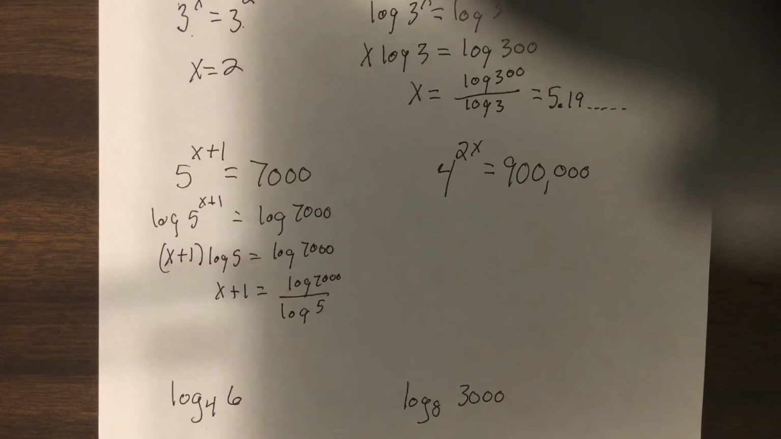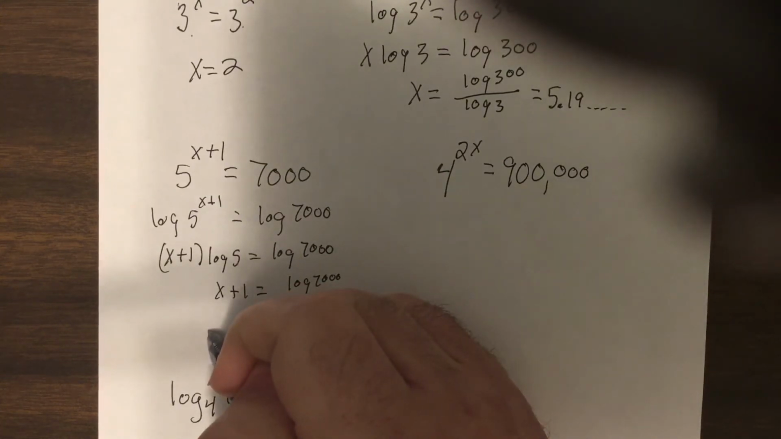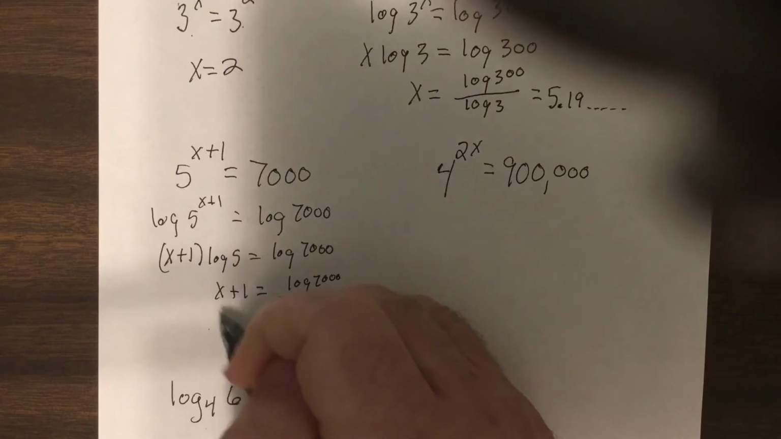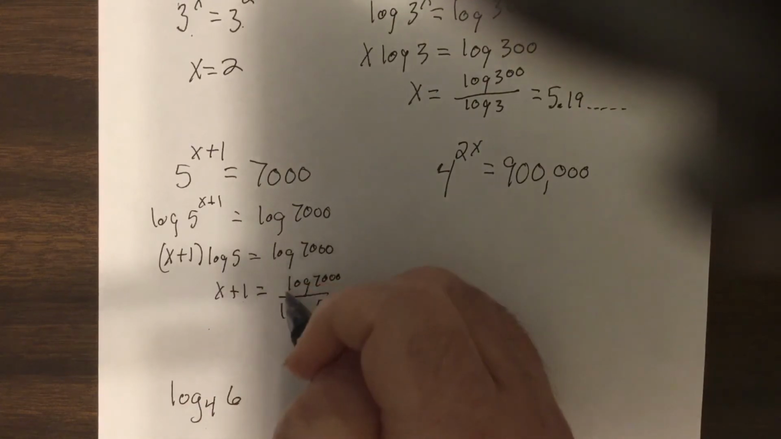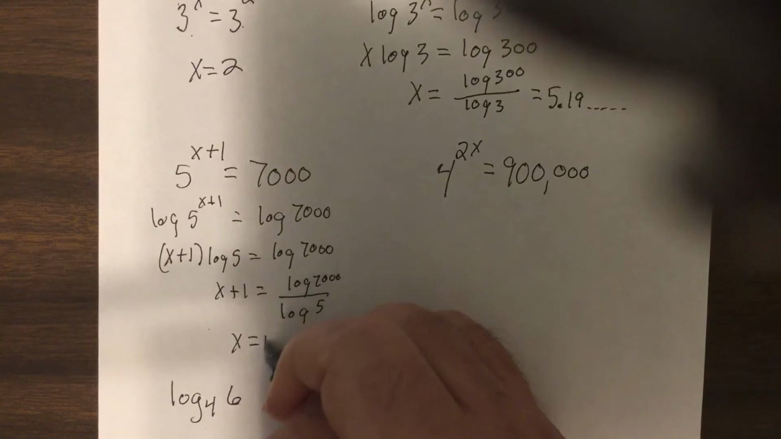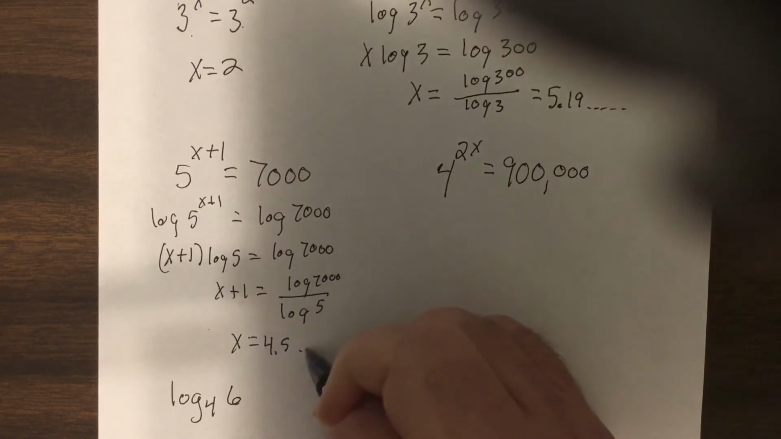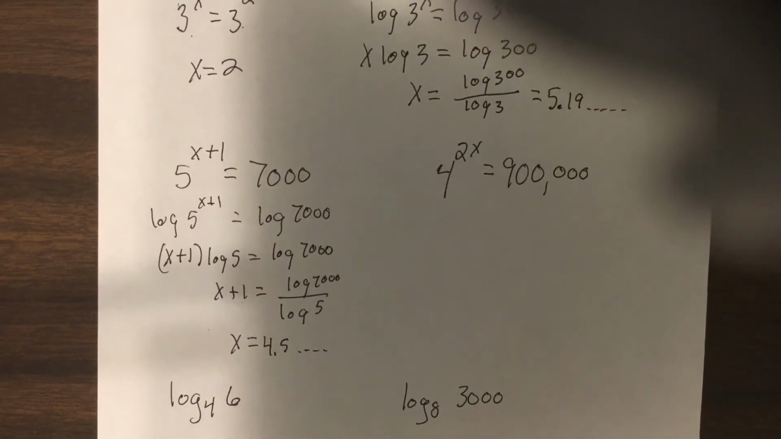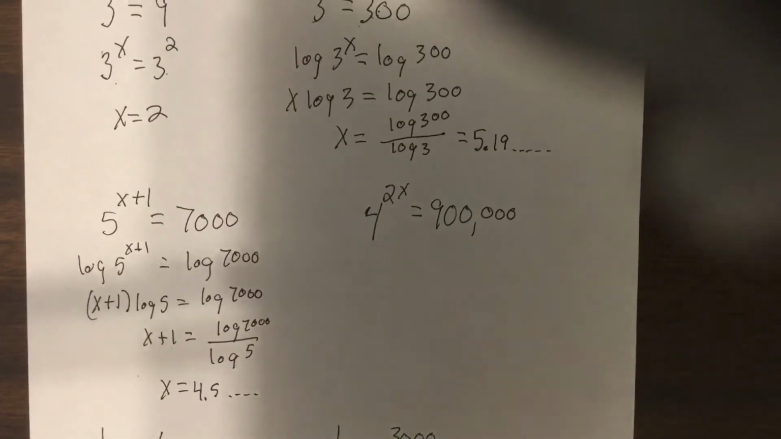So take log of 7,000 divided by log of 5, and I get 5.5, blah, blah, blah, and I need to subtract 1, so it'd be 4.5, and then it goes on forever. So right now, see if you can solve this one for me, and then turn me back on.